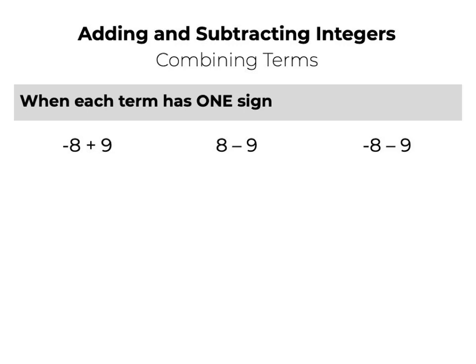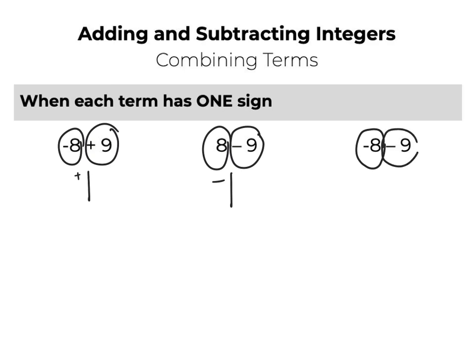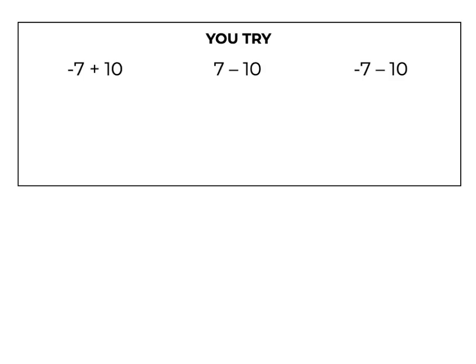Thus begins our notes. Let's start with something easy, like when each term only has one sign. If the signs are different, we subtract and keep the sign of the bigger number. When the signs are different, we subtract and keep the sign of the bigger number. But when the signs are the same, a -8 and a -9, I'm taking 8 away and I'm taking 9 away, so I'm now taking 17 away altogether. So here are 3 for you to try.